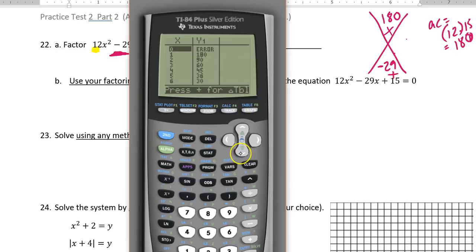So we're just going to start with 0. We're looking for a factor pair that adds to be -29. You can see all these are positive, so I'm going to go down. And I only stop and look at the ones that are whole numbers or integers. So -3 plus -60, that'd be -63. So -4 plus -45, that'd be -49, but I am getting in the right direction though.